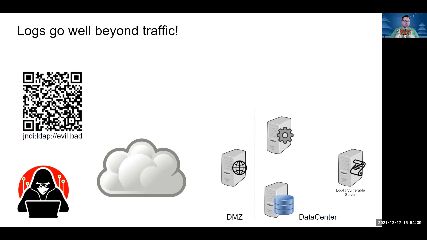And the attacker does not have to target a Log4j vulnerable server directly. So in this example here, I've got my QR code representing these malicious JNDI strings. My attacker over here, I've got my DMZ where my web server is. I've got some middleware, database servers. And then way over here on the far right, in the guts of my data center, is my vulnerable Log4j server. Now the attacker sends this JNDI string in somehow, right?